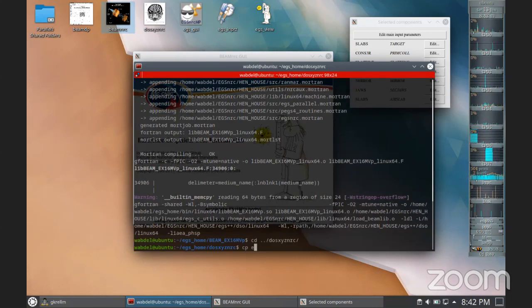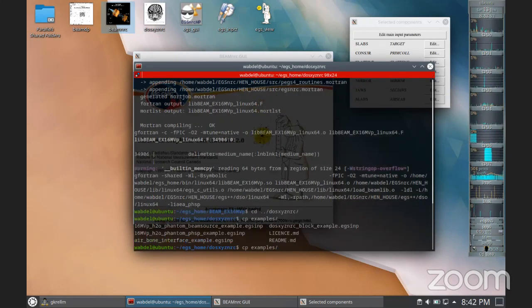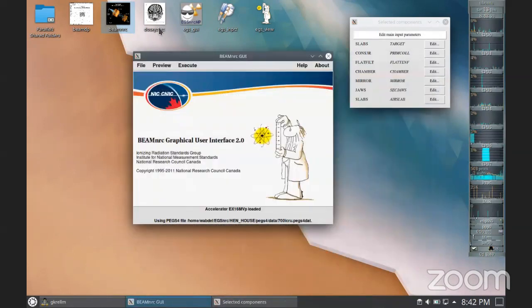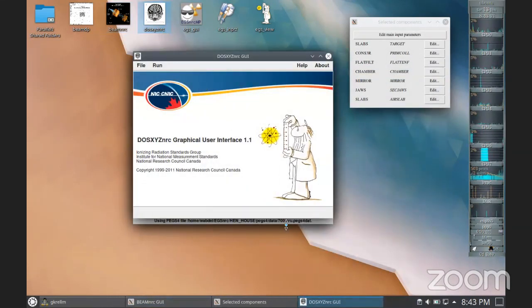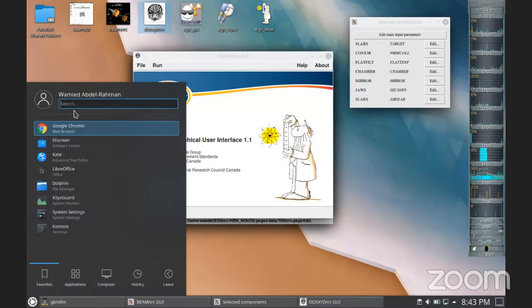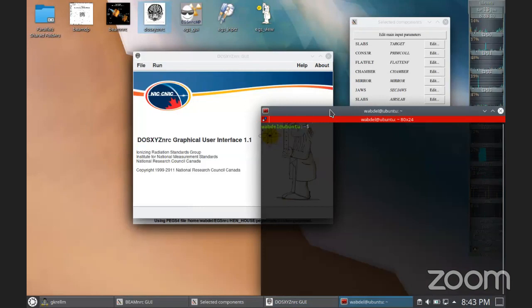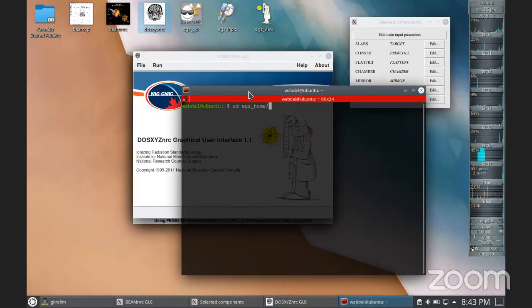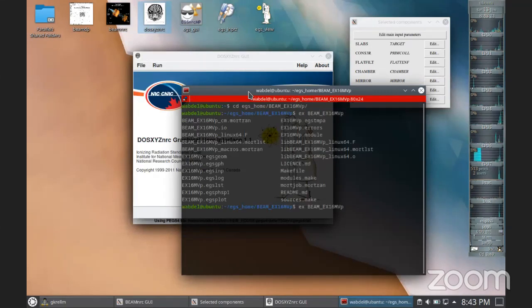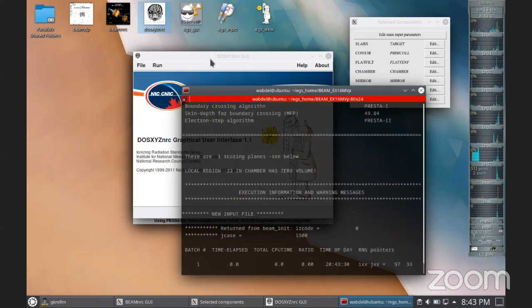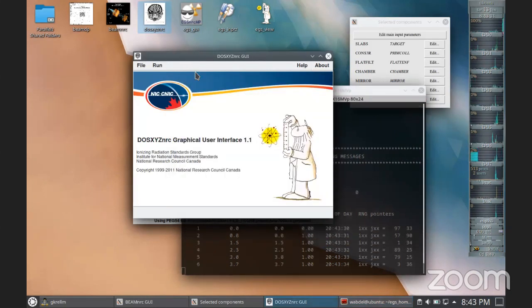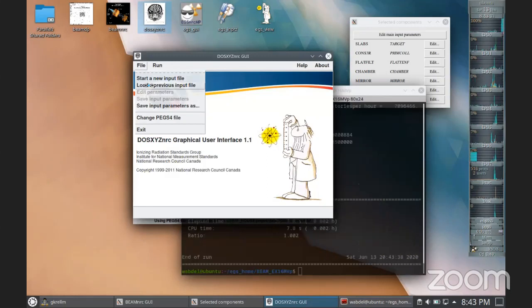And let's copy the examples. Which one is it? We're going to copy both, 16. Okay, and let's open the dosxyz input file. Yeah, I forgot to actually run the simulation. CD, and let's see, 16. Okay, that's fine. So this is the dosxyz, and let's open this file.